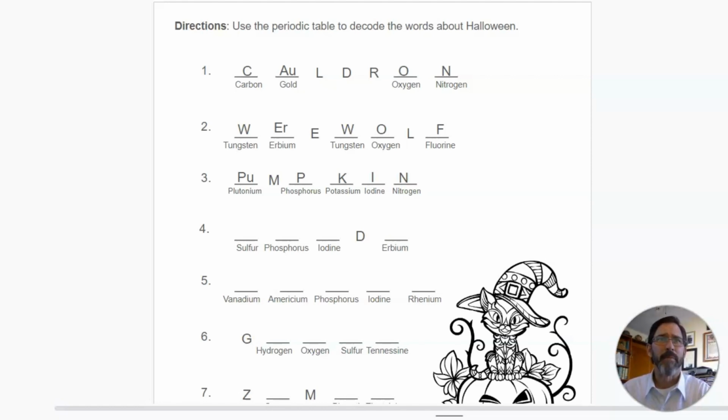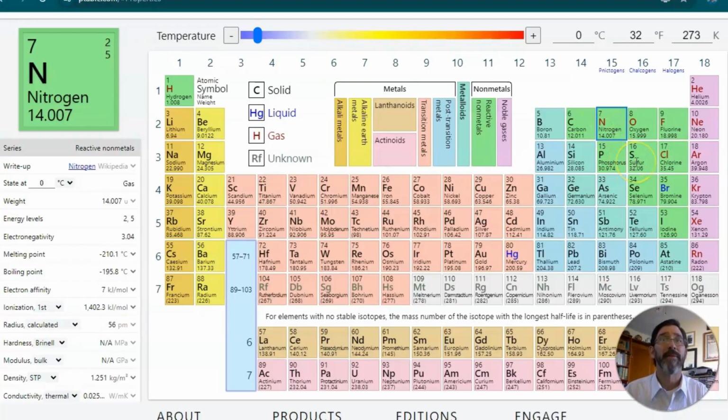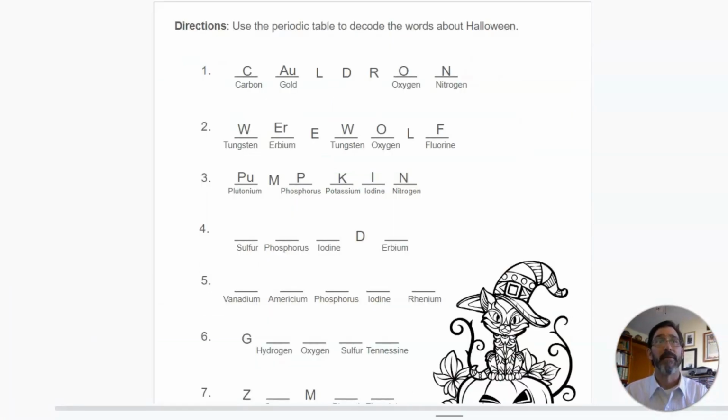The first element for number 4 is sulfur. Sulfur can be found in those reactive nonmetals, number 16. Capital letter S for sulfur. Above sulfur, go ahead and put that capital letter S.